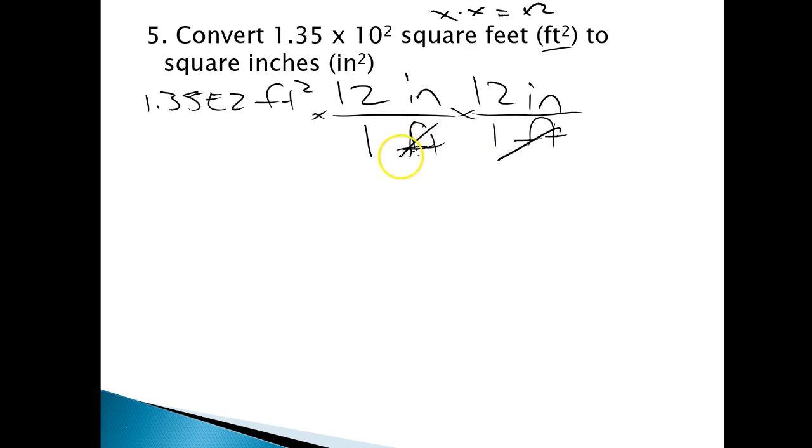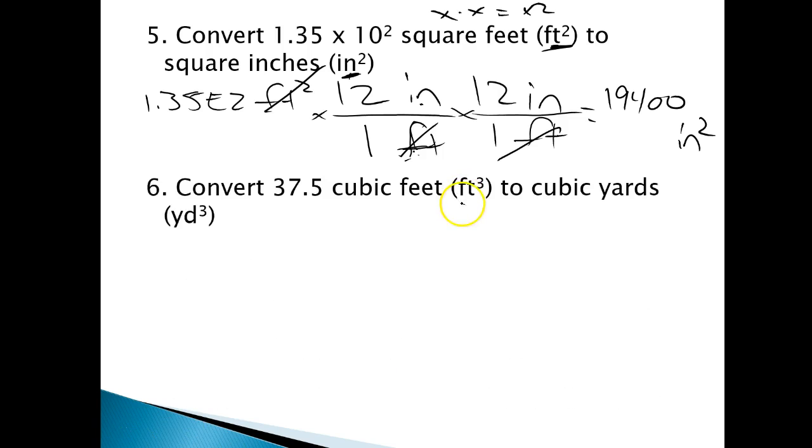So this and this now cancel out, and when I multiply these together, and again, watch your sig figs. Okay, I need to have 3 sig figs, so 19400, and the units are inches times inches, inches squared. Okay, so that's how you deal with things that are squared. You do it twice. It makes it a lot easier.